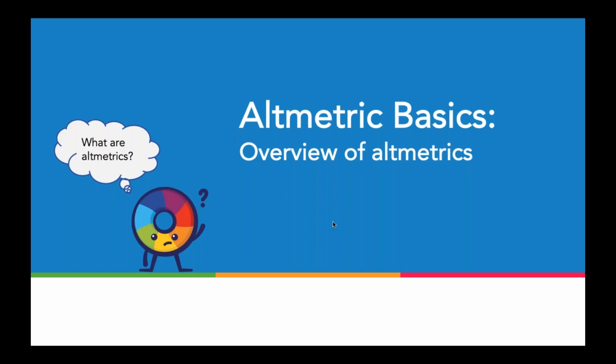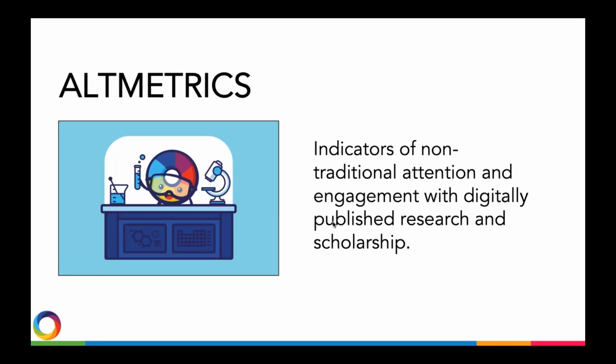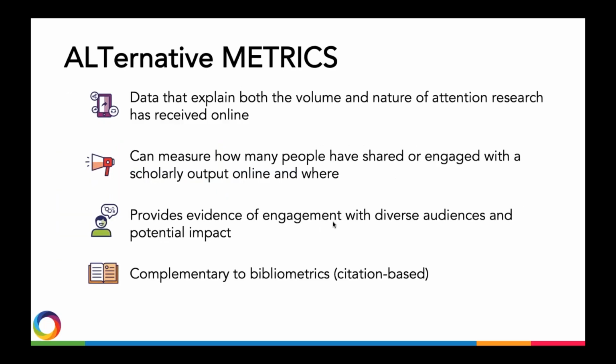And so now I'll go into the Altmetrics basics, and basically it's a conversation about what exactly are Altmetrics. They can be defined as indicators of non-traditional attention as well as engagement with anything that is digitally published. So anything that you can find online, we want to look at those conversations about those outputs. It is literally a mashup of the terms alternative and metrics. So using this data to explain the nature of the attention and the reach that an output has received online.